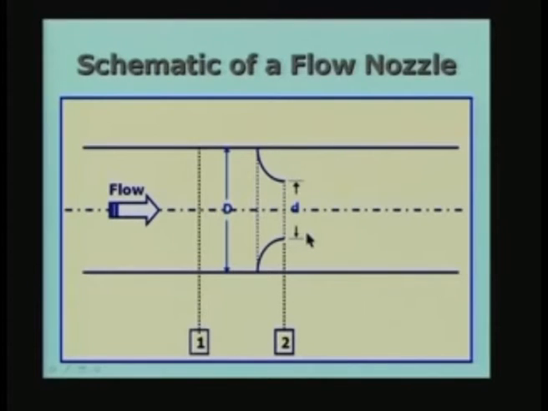The second arrangement, which is much better, we will see later why, is to have a nozzle which is specifically shaped so that the streamlines follow a certain contour. In this case we are going to have a much better coefficient of discharge, and we will also see later that the pressure loss due to this flow nozzle is much smaller than due to the orifice plate.